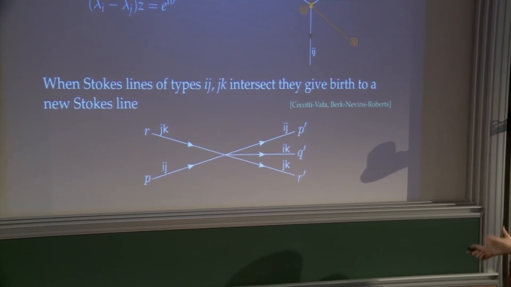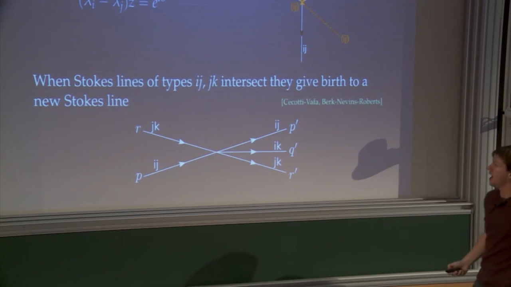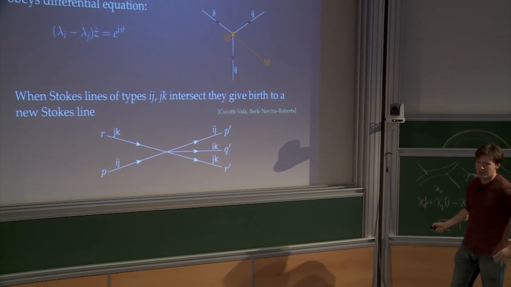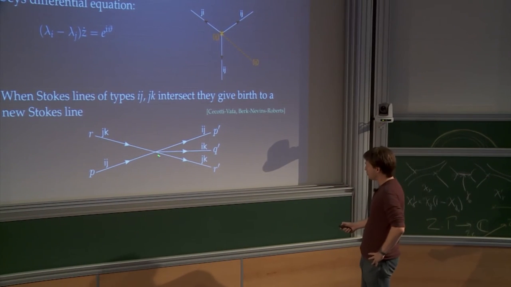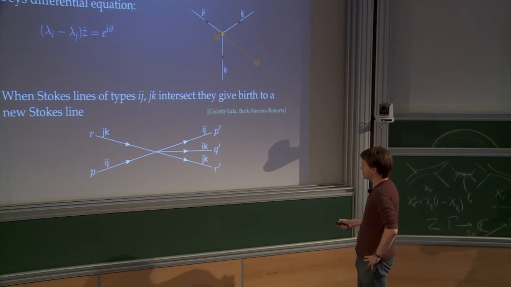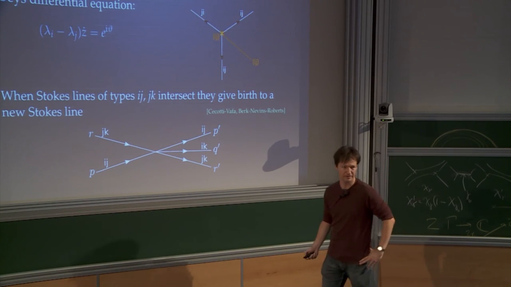But sometimes they're not anymore leaves of a global foliation, so it may happen that they would actually cross each other. And if they cross each other, if I have an ij one and a jk one that intersect, then the rule is going to be that they should give birth to a new one. So here I have ij, here I have jk, and they cross each other. And in addition, we're going to generate a new line, a line of type ik.